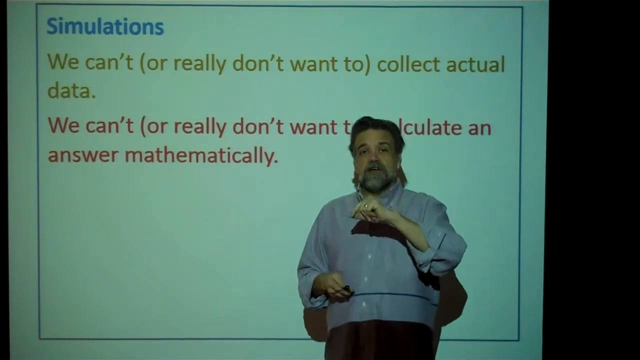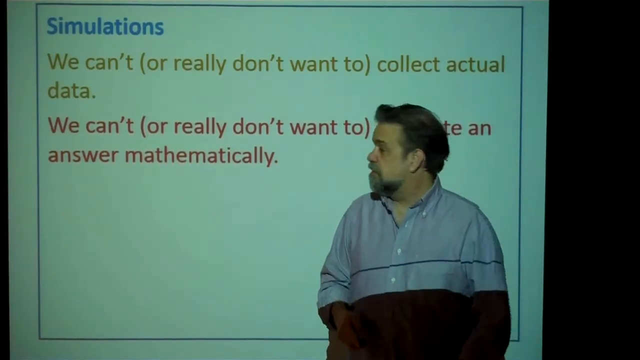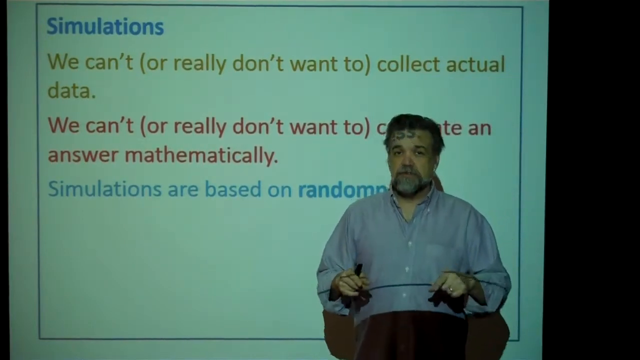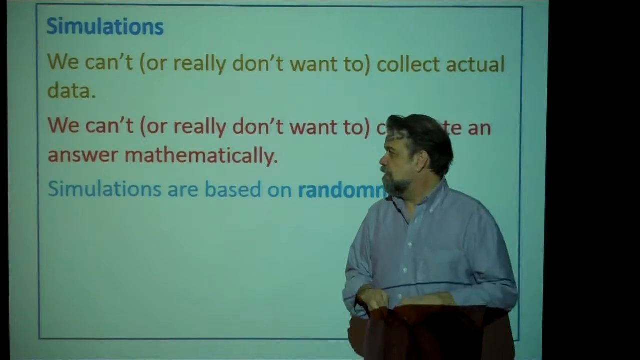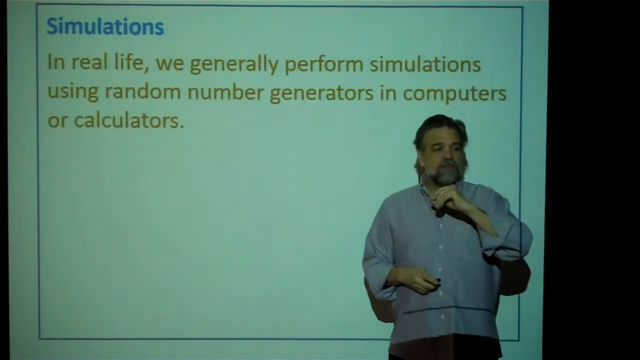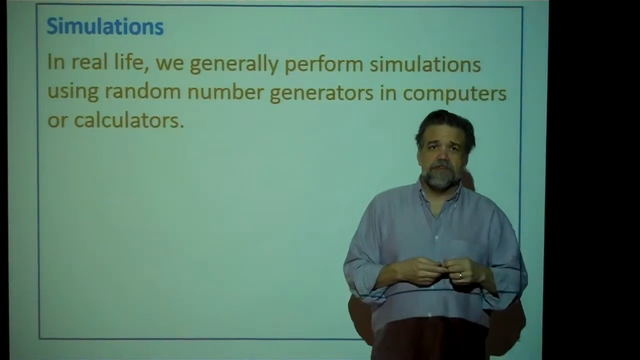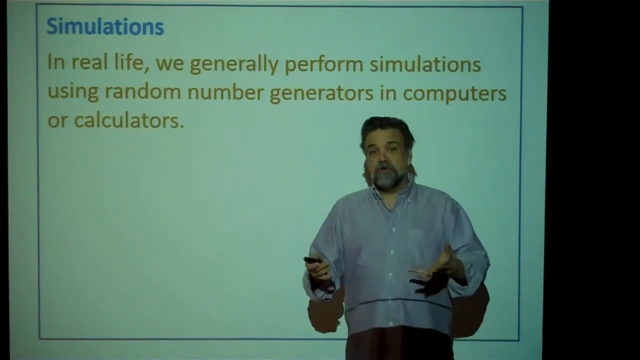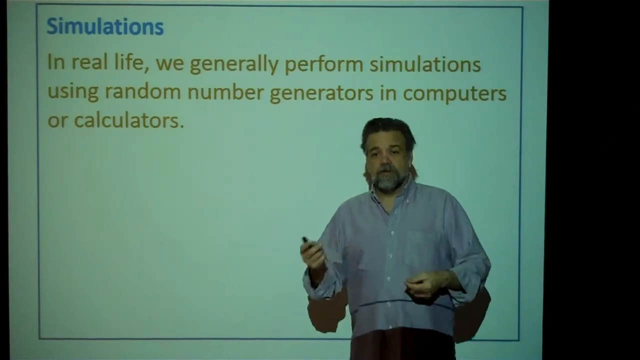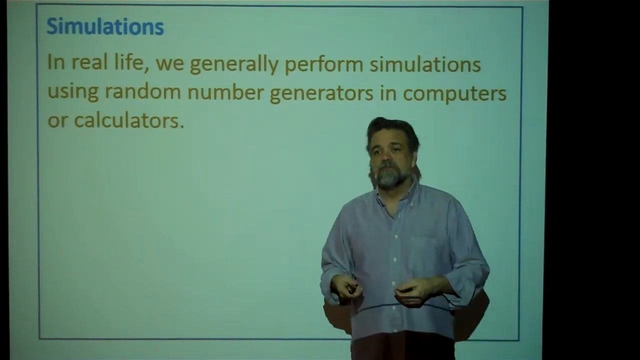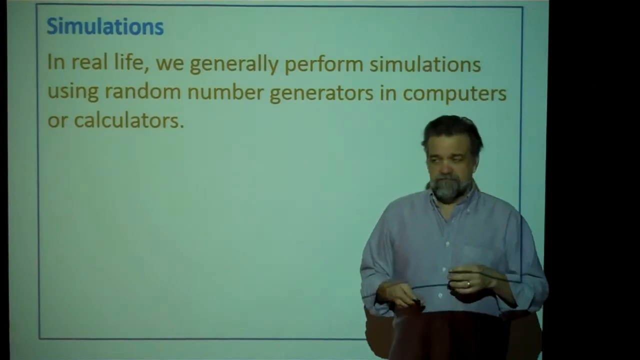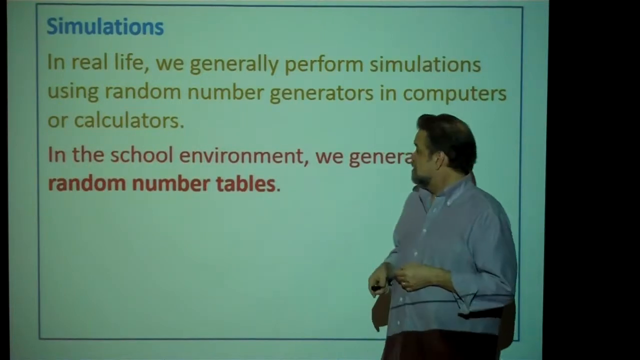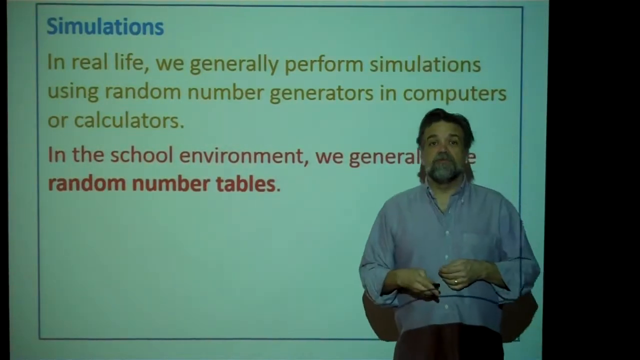And the thing that you've got to know about simulations, or the thing that is most important about simulations, is that they use randomness, okay? If randomness is not a part of your simulation, you're not doing it right. All right, so in real life, when we're doing a simulation, what we generally do is we use a random number generator, we use a computer, we use a calculator, some way of randomly generating numbers, okay? Now, that's in real life. In school, however, what we generally do is we use random number tables, okay?